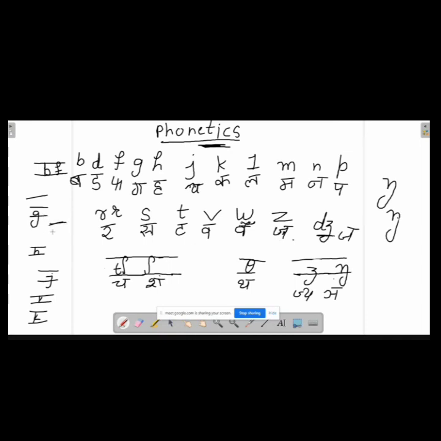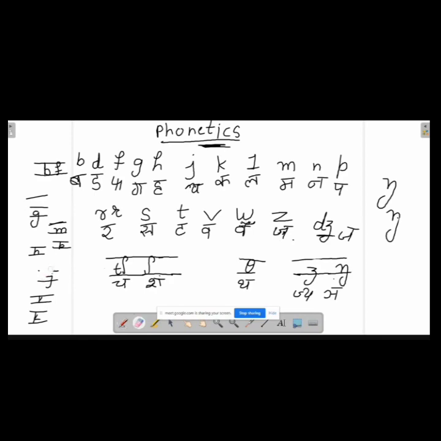Then we have the sound of L. You can see the way we write it in English. In the same way we write L, M and N. The thing that you need to understand while making M is, M will not touch the upper line. M and N will not touch the upper line. Next we have P. P will touch the upper and the lower line.